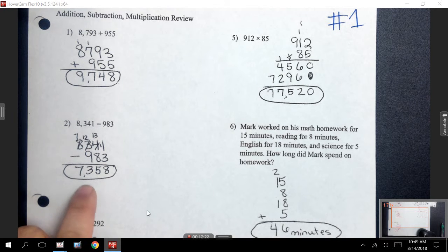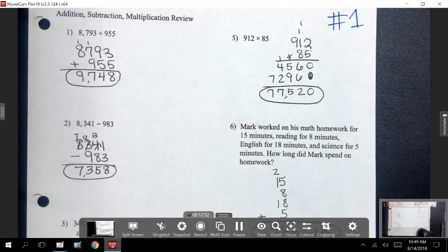Any questions about number 2? Number 2 had a lot of borrowing. Is there anyone that would like us to look at number 2? Make sure if you got a different answer, you're writing that correct answer in so you can check it later. Okay. Number 2. What's your question, McKenna? 1 can't subtract from 3.